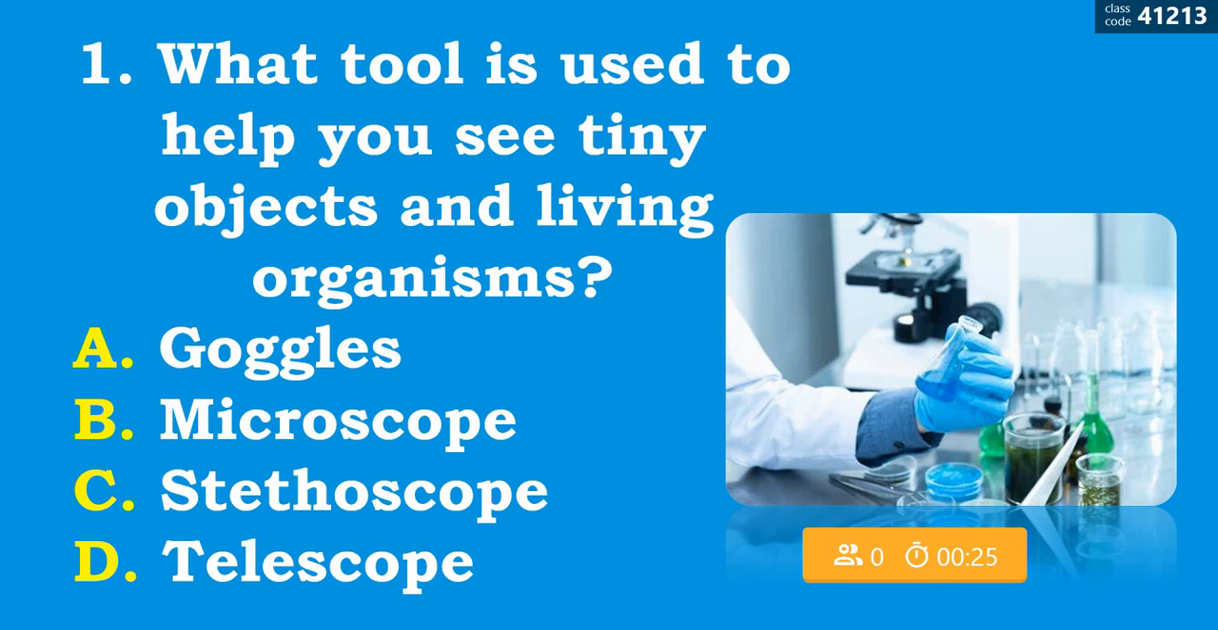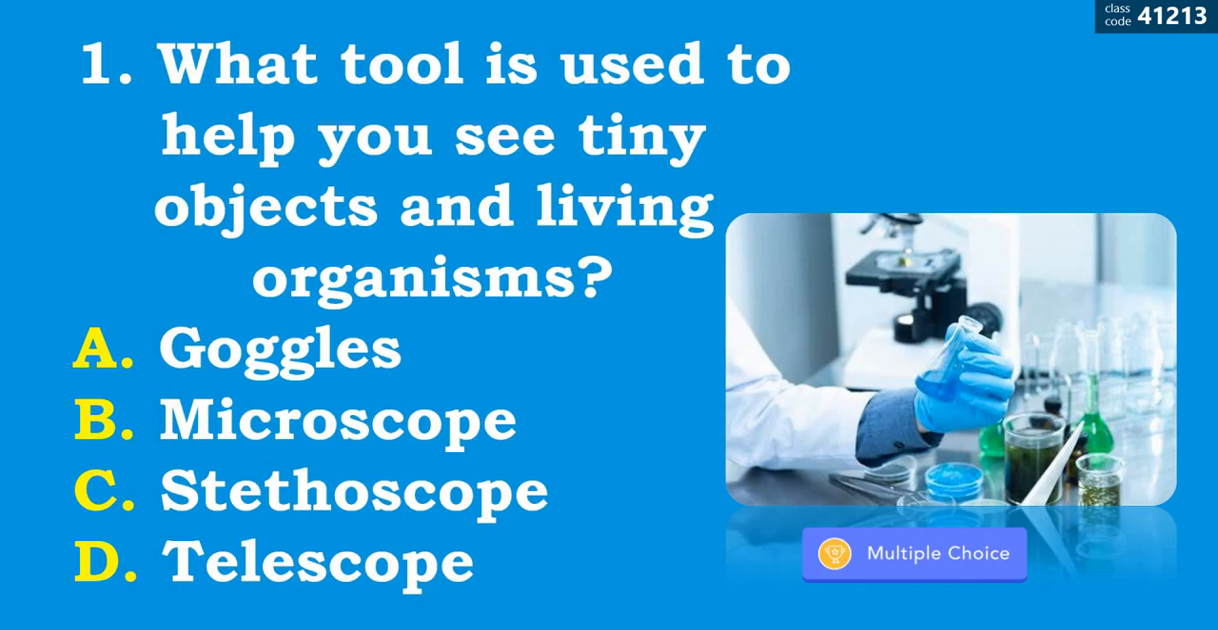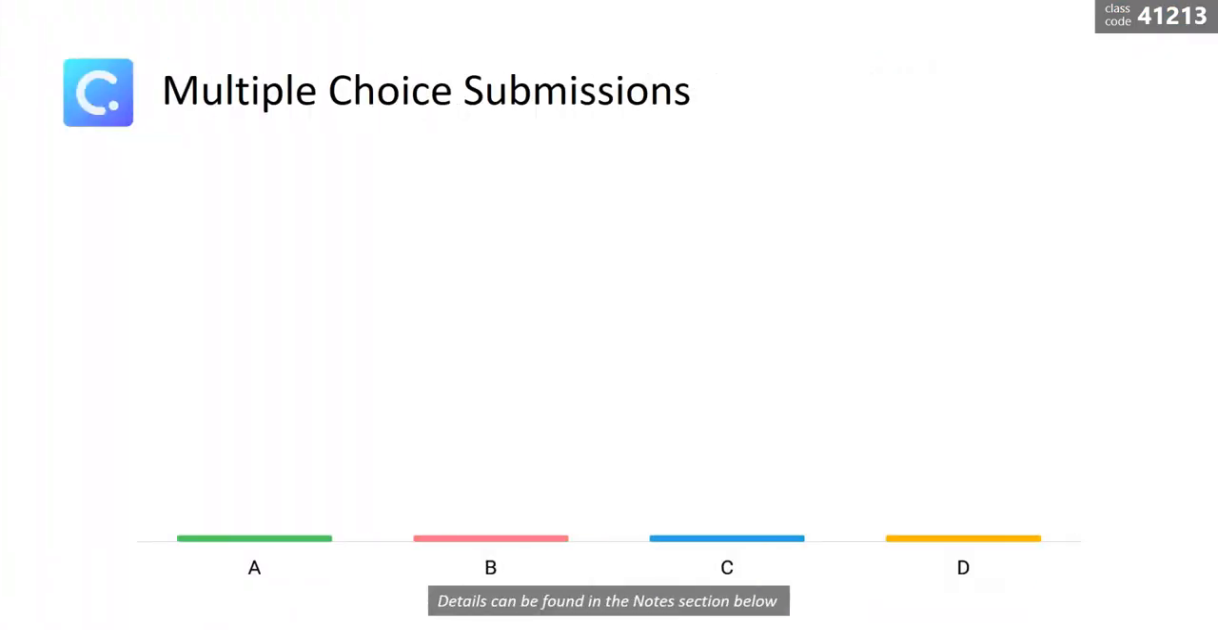What tool is used to help you to see tiny objects and living organisms? Is it A, goggles, B, microscope, C, stethoscope, D, telescope? Go. Okay, let's reveal the answer. The correct answer is letter B, and that is microscope. Congratulations for those who got it right. Let's proceed with question number 2.